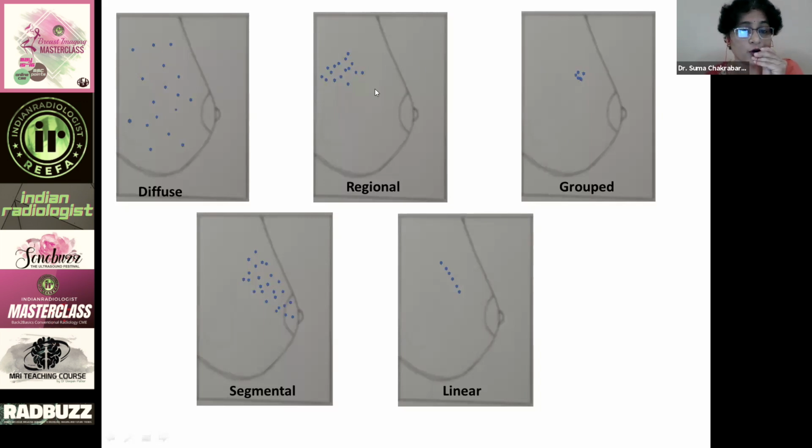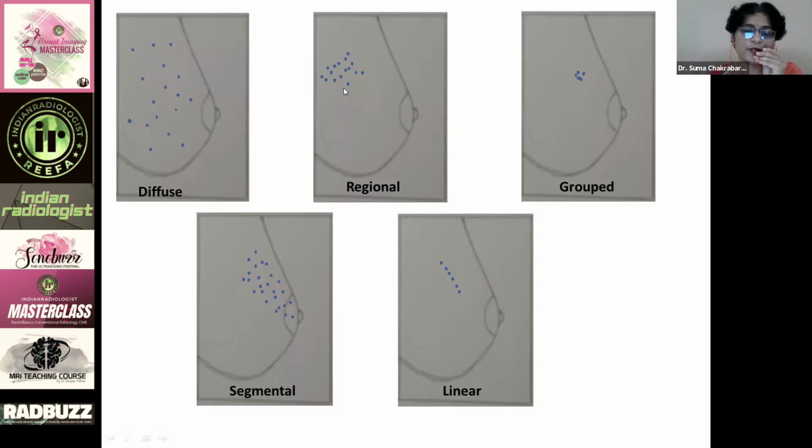Regional can even involve an entire quadrant. It can be quite large. Grouped is never more than 2 centimeters. And to call it a group, we need to have at least 5 calcifications within 1 centimeter of each other. Okay. Now, then we come to segmental, which is the distribution where a duct can be involved in all its branches in this area of calcifications. The only difference between segmental and regional is that segmental is in the distribution of the duct segment. Regional has no connection or no distribution connected to the segment in which abnormalities occur.